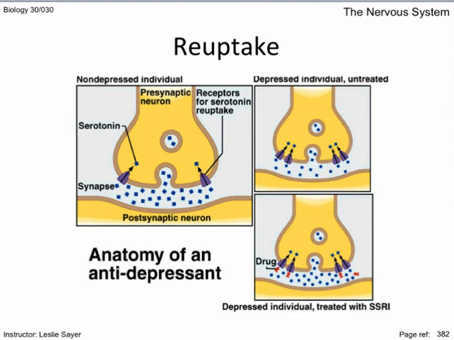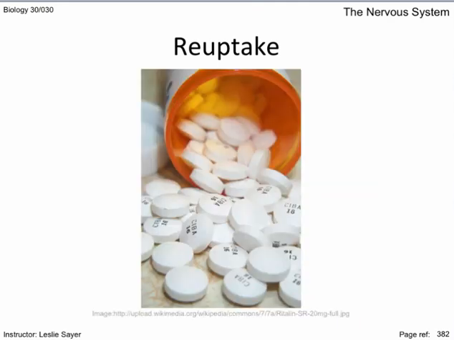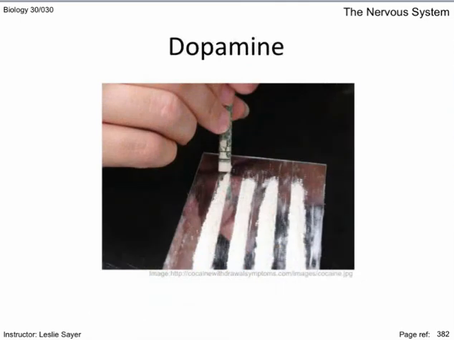What SSRIs do, drugs that actually selectively inhibit reuptake, is competitively bind to the protein receptor on the presynaptic membrane, limiting the amount of uptake into that presynaptic cleft. This drug is Ritalin. It prevents the reuptake of dopamine. Cocaine not only prevents reuptake of dopamine, but also increases its release.